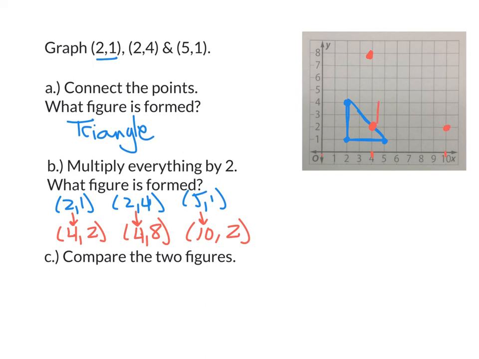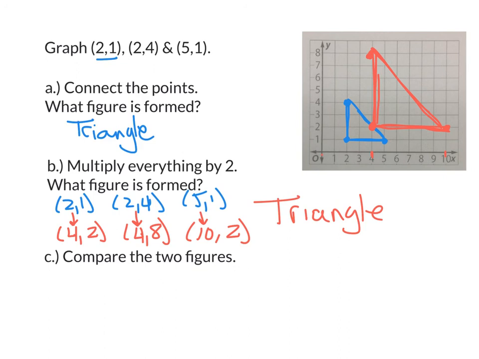Connecting these 3 points, we see that again, we do get a triangle. It's the same kind of triangle, but the only difference is that it's bigger and it's in a different place.